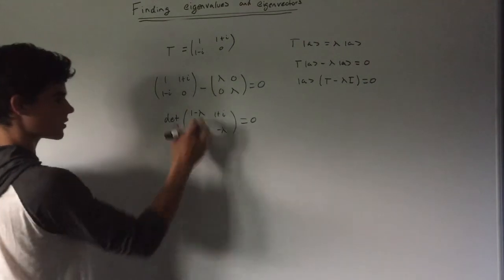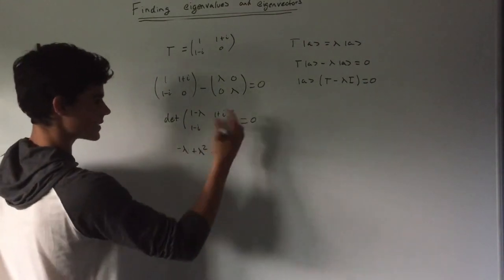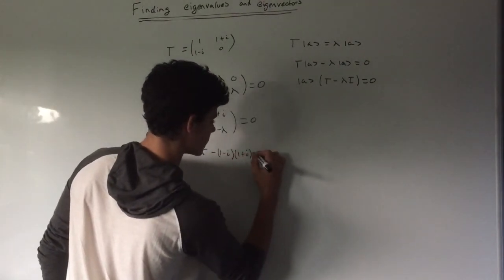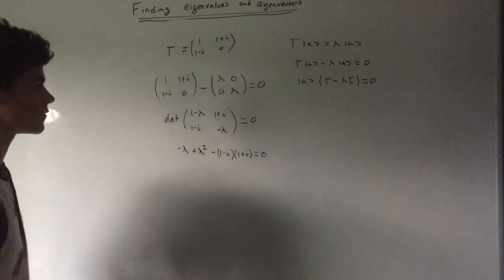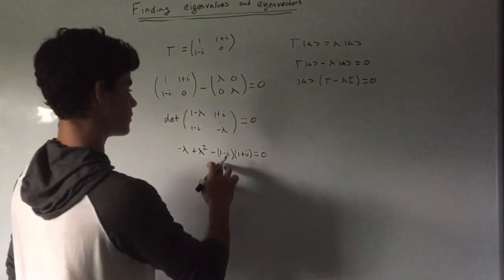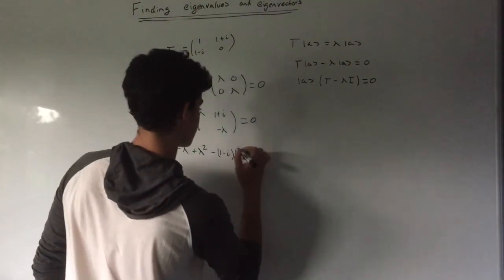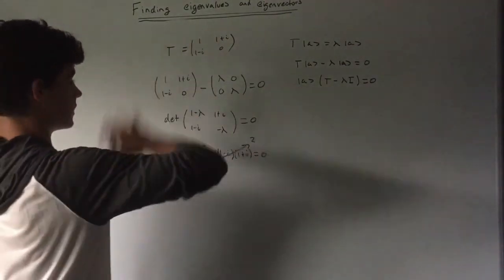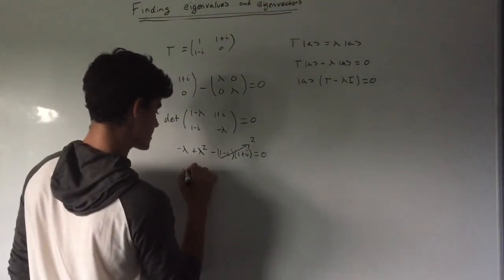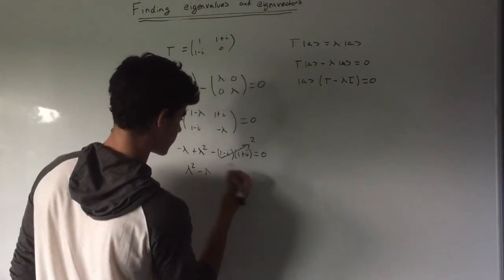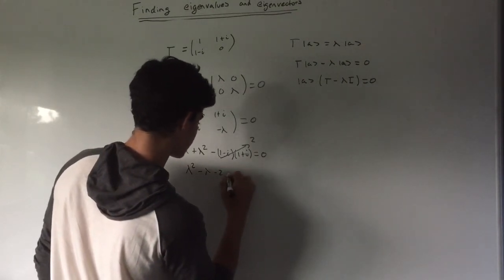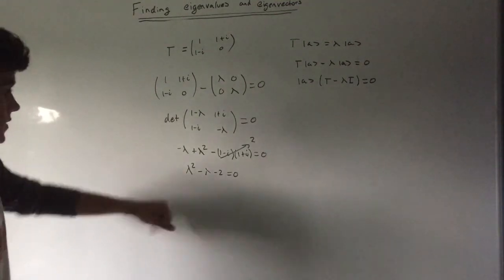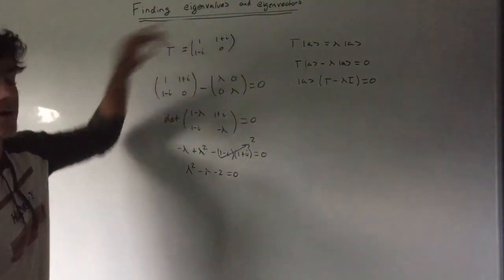When we do that, we get 1 minus lambda times minus lambda, which is this part. Now we have to subtract the second half, so we'll have 1 minus i times 1 plus i, and we see that this is going to boil down to 2, which will come up later in this whole process. We can just rewrite this as a quadratic function. And from here, we can solve for two different values of lambda, which will correspond to two different eigenvalues.